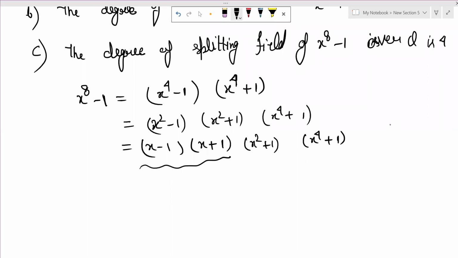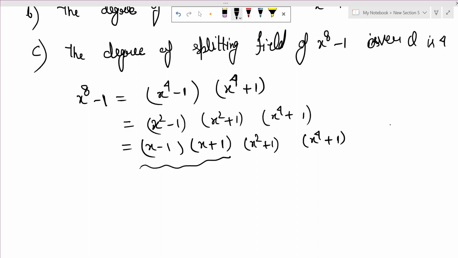So my claim is that the splitting field of x to the power 4 plus 1 and x to the power 8 minus 1 is the same. It means that if I compute the splitting field for x to the power 4 plus 1, then the roots of x to the power 8 minus 1 are already there. So that is my claim, right?